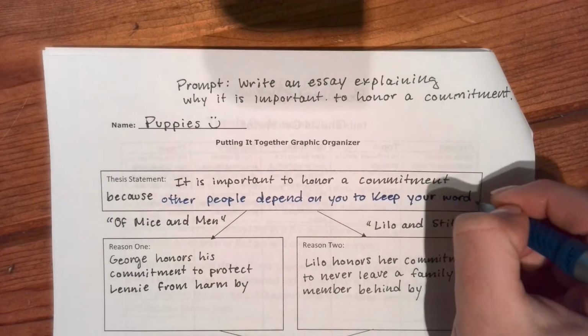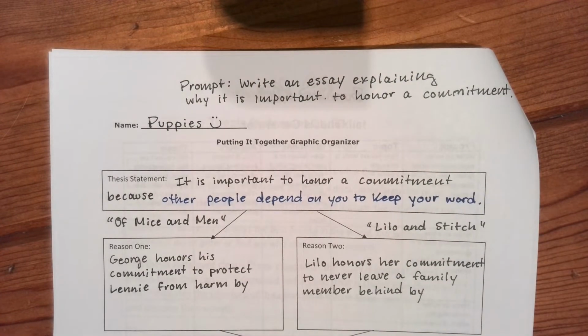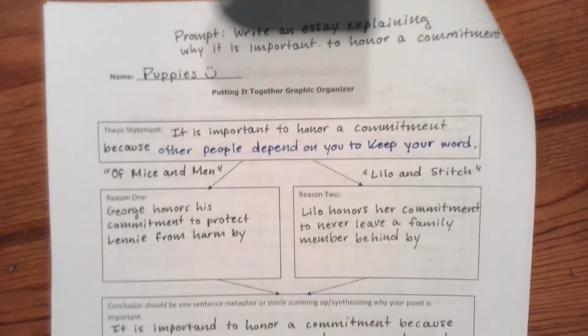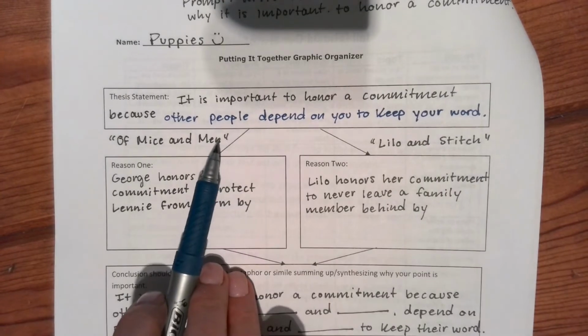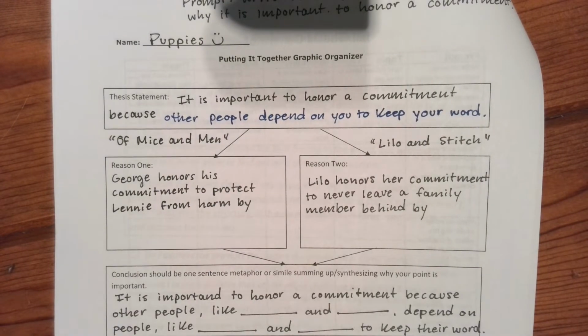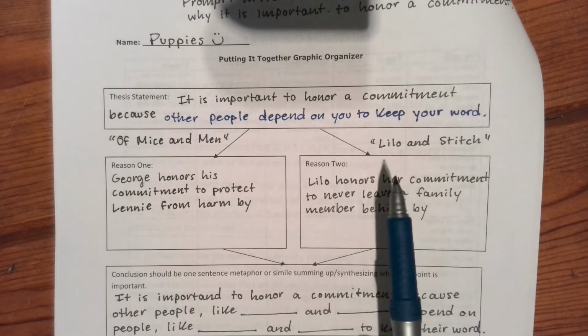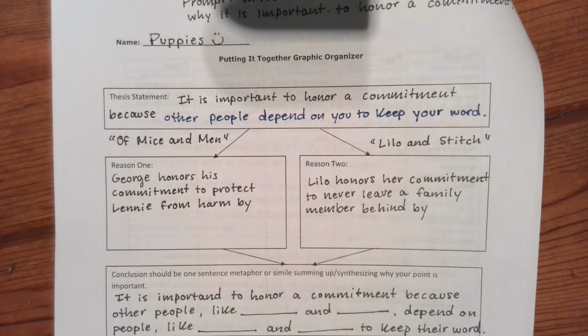This is a potential answer to that question, why is it important to honor a commitment, that you could have come up with in your brainstorming. For our 2 examples, I'm going to use Of Mice and Men. My first example always has to be from a book or literature. For my second example, I'm going to use Lilo and Stitch. Your second example can be from another book, a movie, or pop culture.